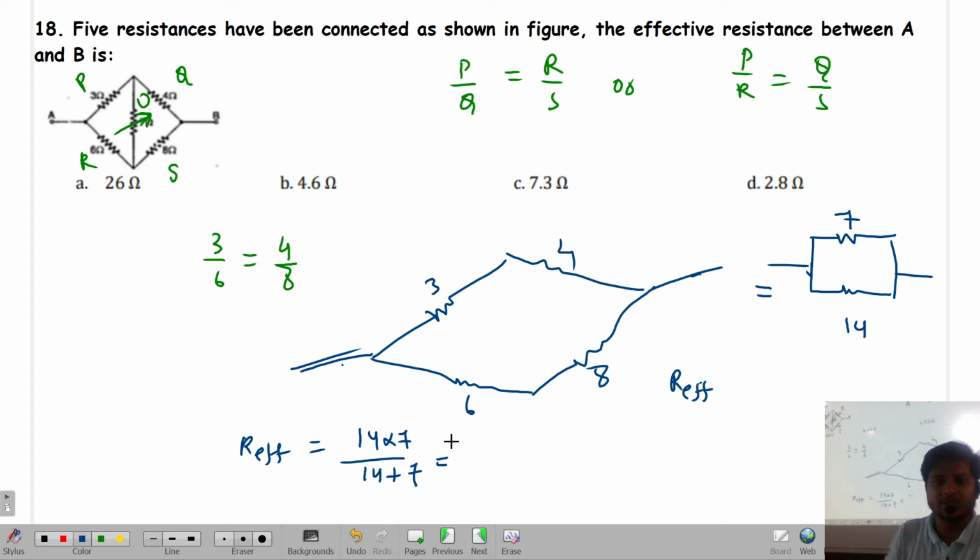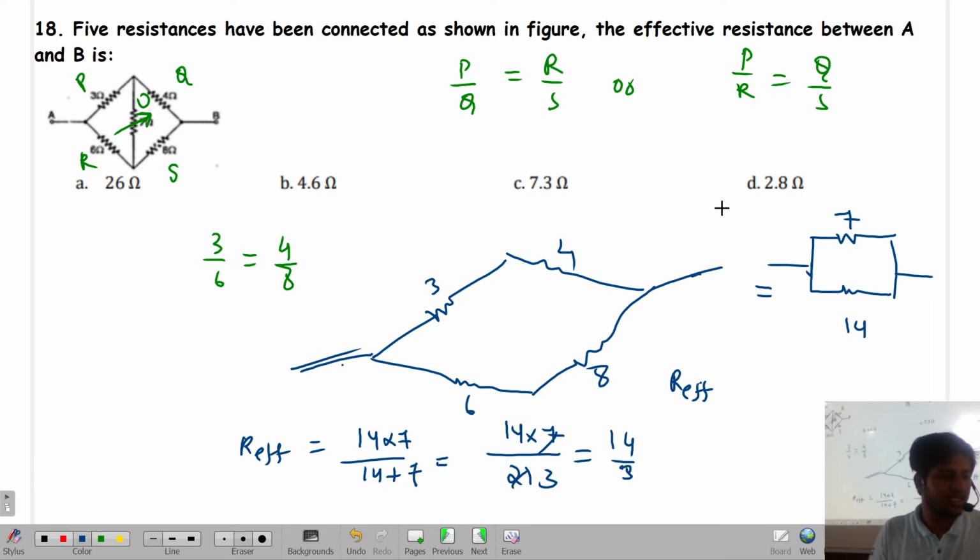Got it or not? How much is this? 14 into 7 divided by 21. 7 threes are 21, so it is 14 by 3, that is 2.666, something like that. So option D, I think, is correct. Option D is correct, no? Option B it is coming. 3 fours are 12, sorry. Option B is correct. Can I move ahead? Yes or no? Yes, sir. Question 19.